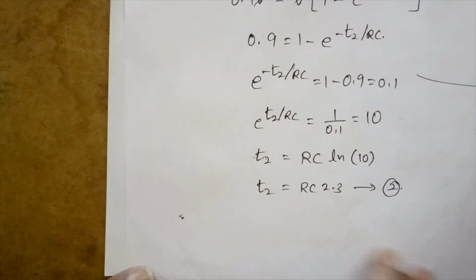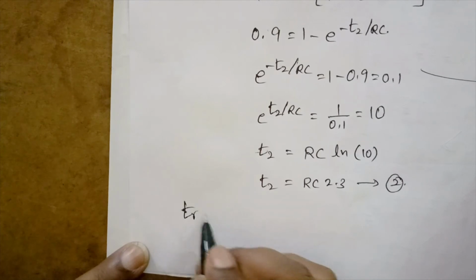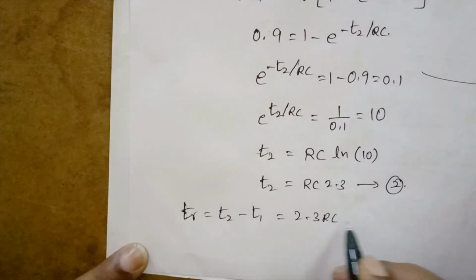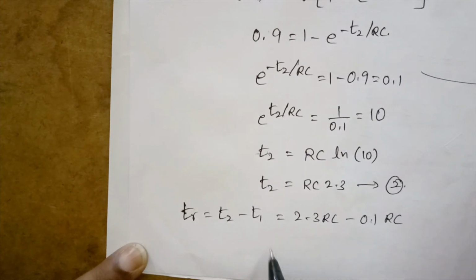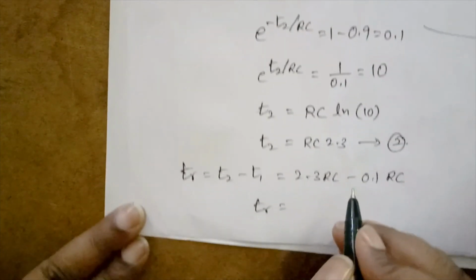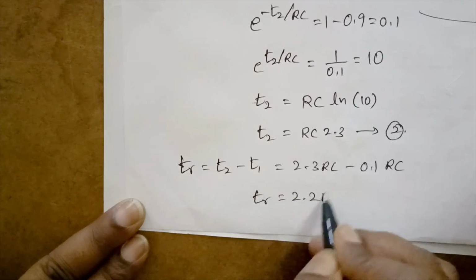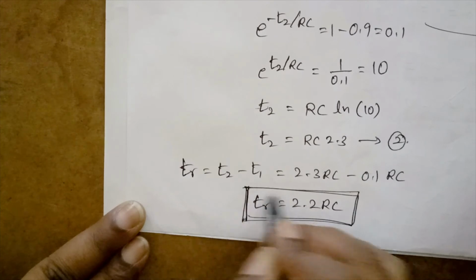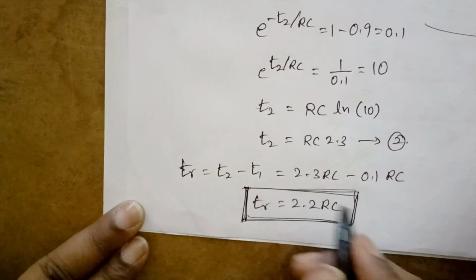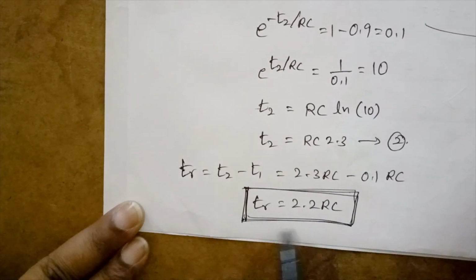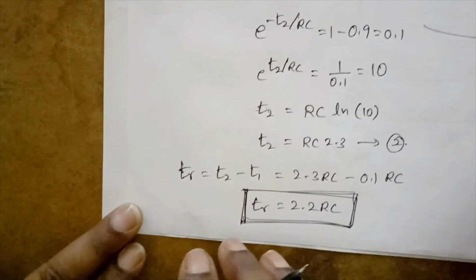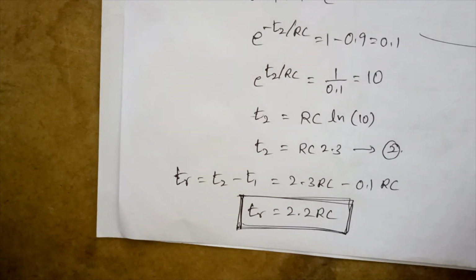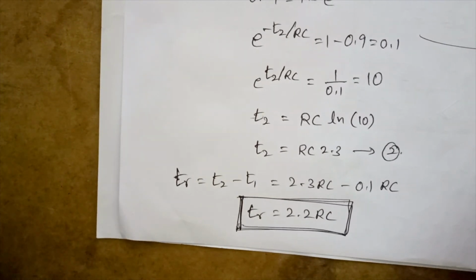So now what will be the rise time? Rise time TR is equal to T2 minus T1, that is 2.3 RC minus 0.1 RC. So the rise time we are getting as 2.2 RC. Very important expression. In low pass circuits, if you are asked problems, the problem should be on rise time only. So here we derived the expression for rise time in terms of the time constant of the circuit.